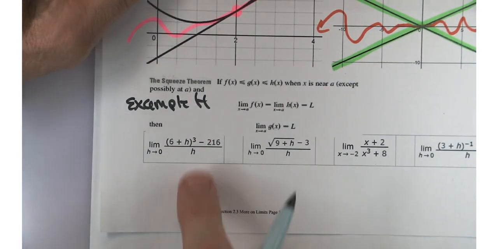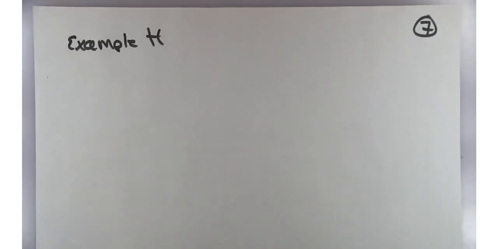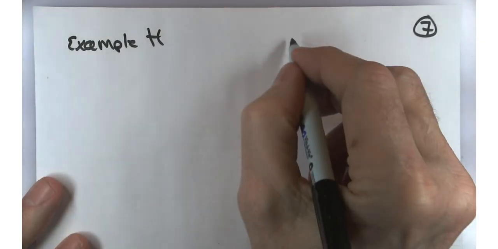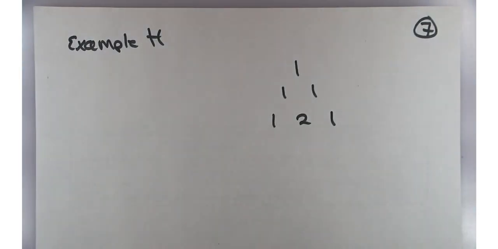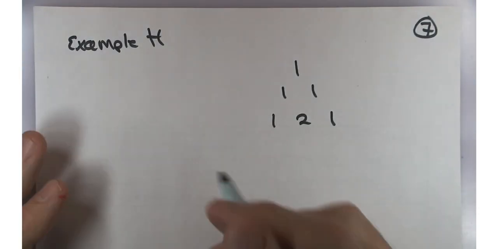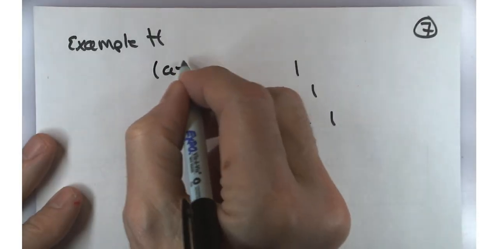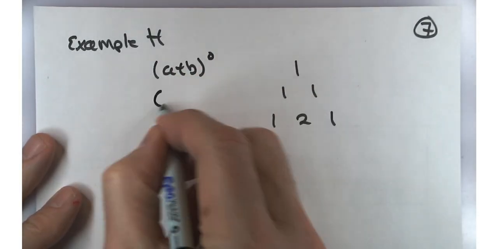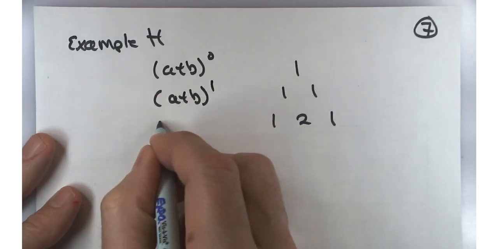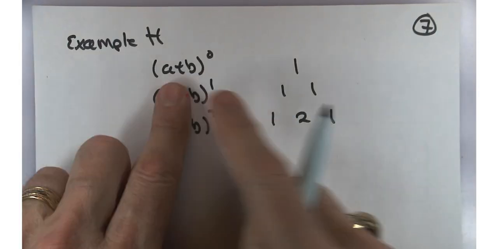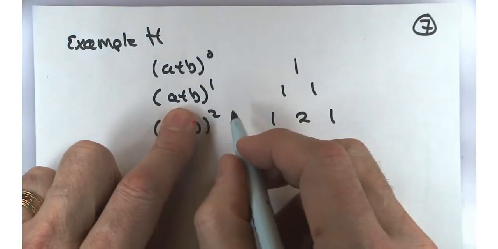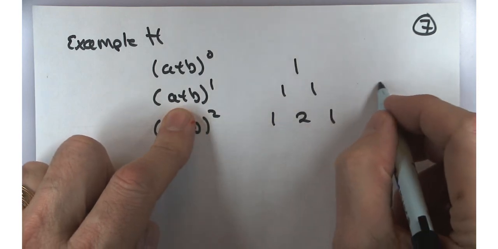Well, let's start out with this one. Before I start out with this one, let me save you a lot of work, at least hopefully. Have you ever seen Pascal's triangle? 1, 1, 1, 1, 2, 1. No? It's for finding the coefficients of expanding a plus b to the 0, a plus b to the first power, a plus b to the second power. Anything to the 0 power is just 1. A plus b to the first power is just a plus b.